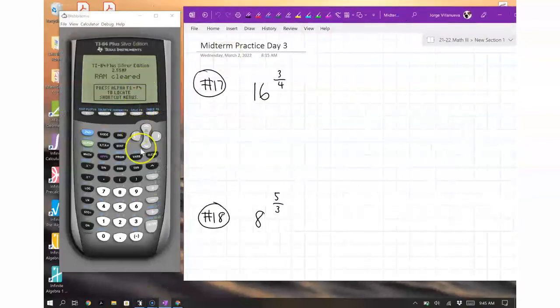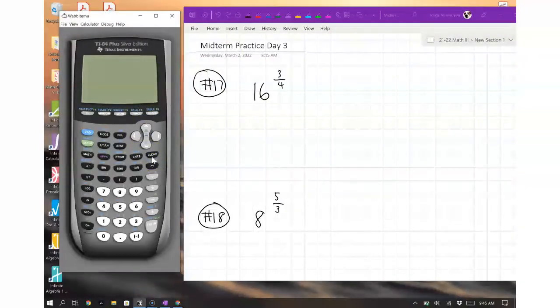All right, so to do 16 to the 3/4, I like putting parentheses around the big number. You don't have to, but that just makes sure that my calculator knows that the 16 is the big number, and what I'm about to do is the power. So I'm going to raise it to the power of 3/4. So there you go, 16 to the 3/4. That's 8, and guys, that's all you have to do.